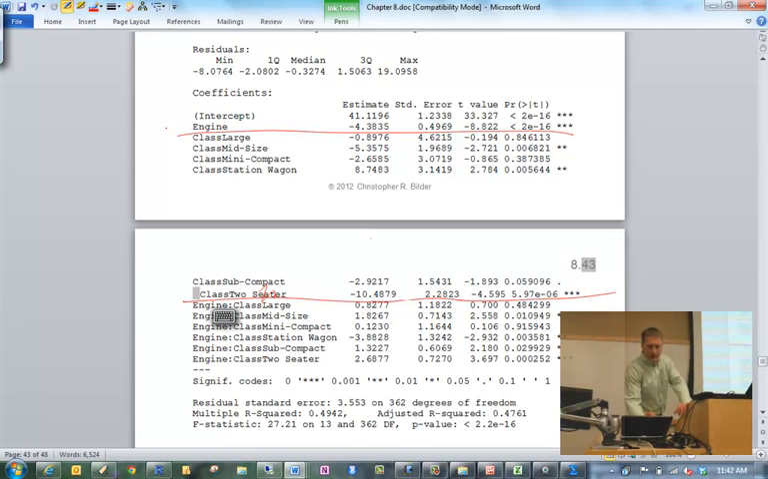So we see the estimate for engine, we see the estimates for class, and then we have the estimates of the B's for the interaction. Notice that when we include these interactions in a model with a qualitative variable, you can get a lot of parameters being estimated, depending upon the number of levels of your qualitative variable.